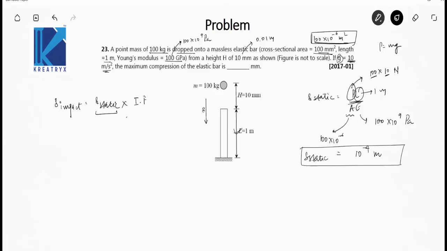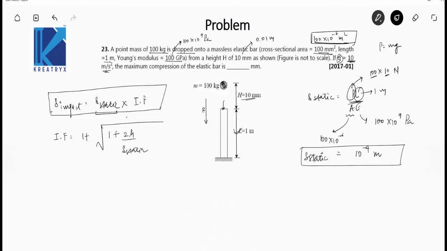Delta static means that this 100 kilogram mass is not dropped from a height, but instead is gradually applied on this bar. Delta impact is found by this relation: delta static into impact factor, where impact factor is equal to 1 plus under root 1 plus 2h by delta static. This is the formula for impact factor.